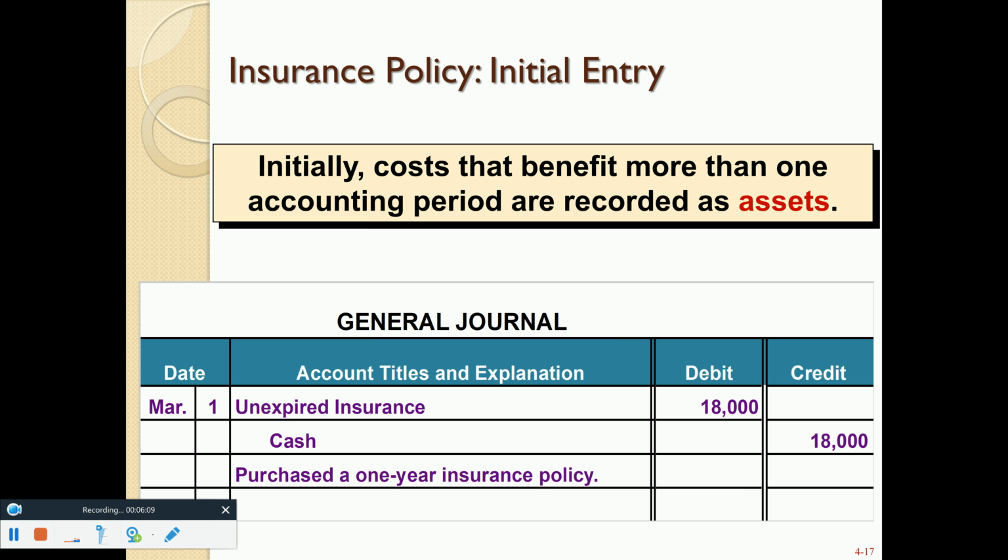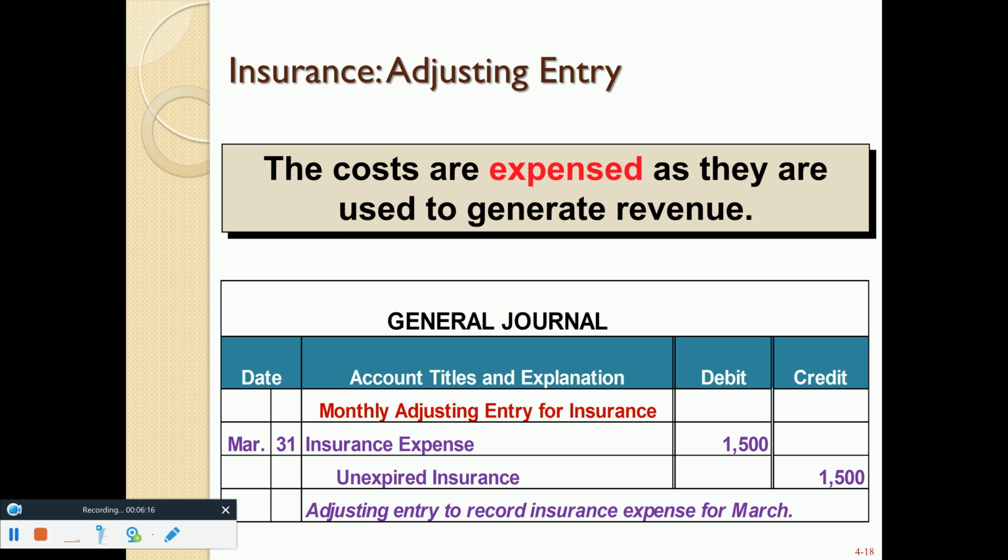And we wrote a check, so we're going to reduce cash. And cash is going to get reduced with a credit. All right, now, if we close our books and we prepare our accounting on a monthly basis, at the end of the first month, what we have to say to ourselves is 1/12 of that insurance policy has expired. It's gone. So 1/12 of the $18,000 or $1,500 is no longer an asset. In effect, we've used it up.